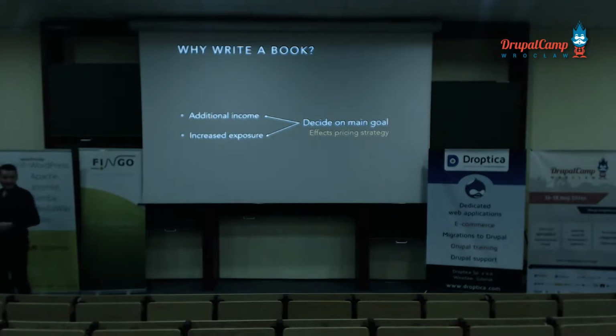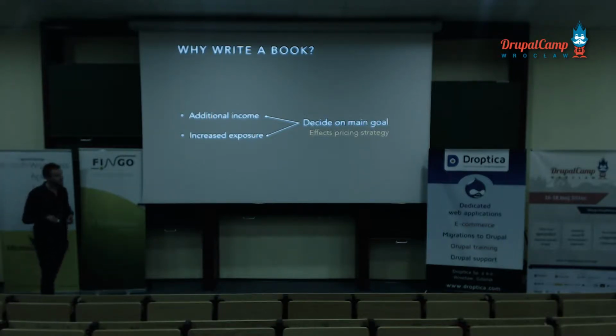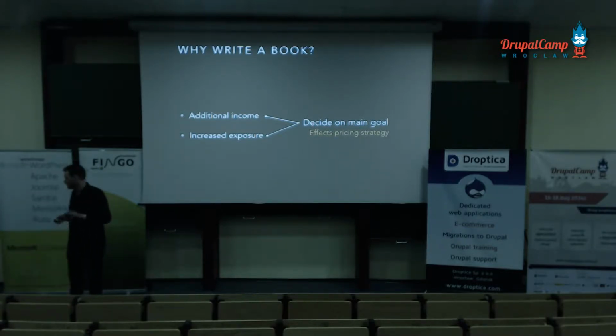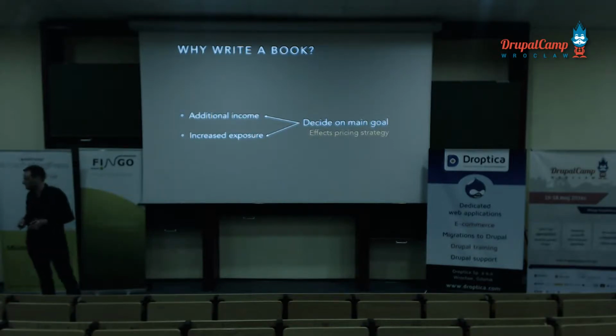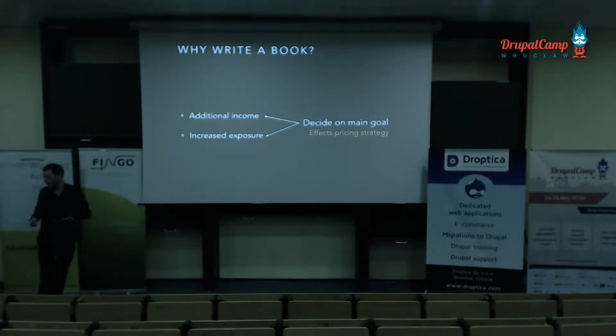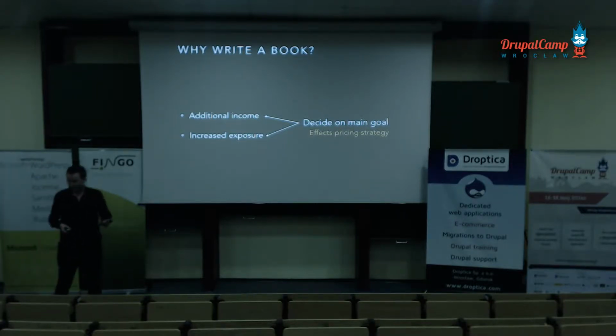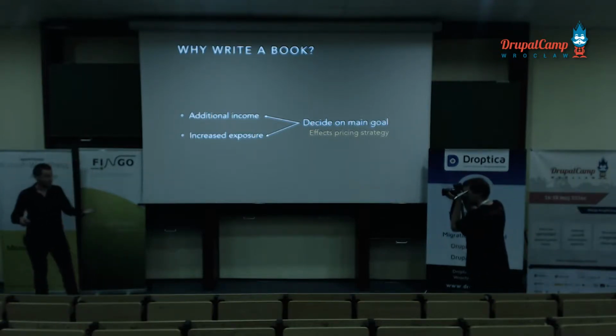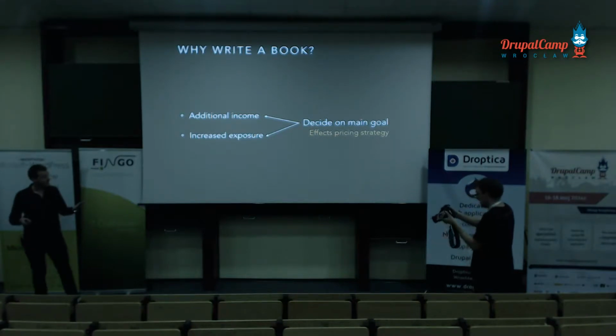Now, the important point here is you need to decide what your main goal is before you start, because your pricing strategy will be determined by your main goal. Reason being, if you decide that you want to go for increased exposure, then you probably want to sell as many copies as you can. Therefore, you probably want to have a relatively low price. However, if your main goal is additional income, then I would not recommend having a low price. And we're going to talk about pricing a little bit later on.